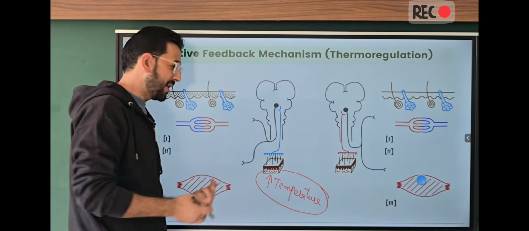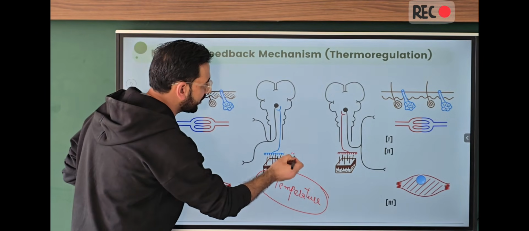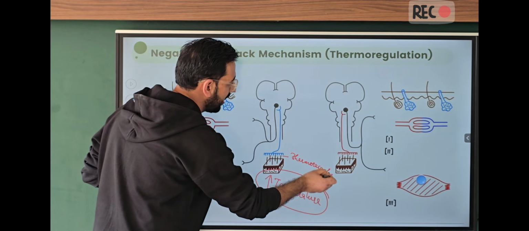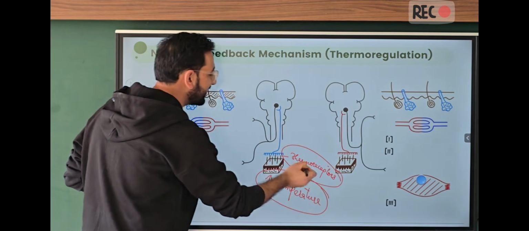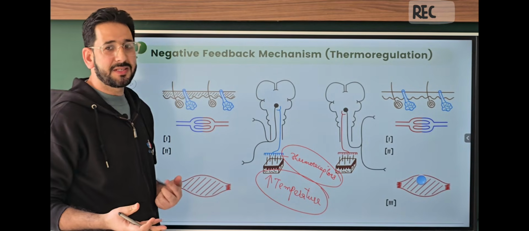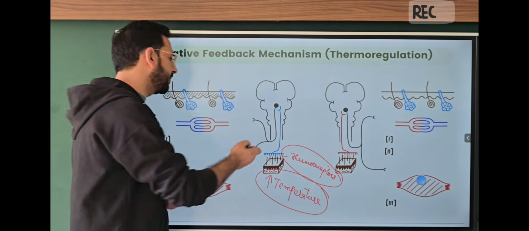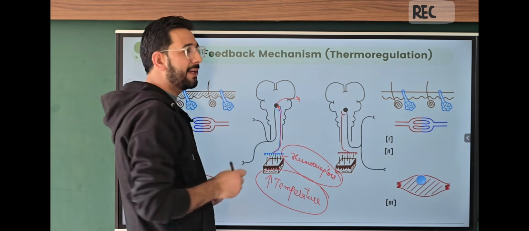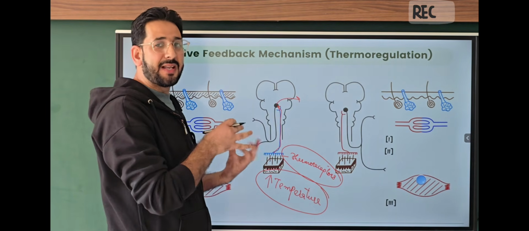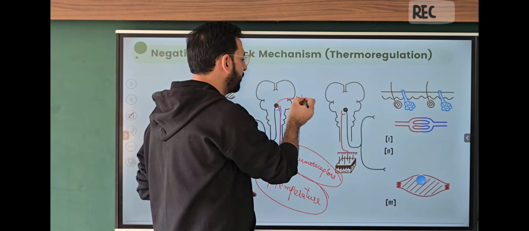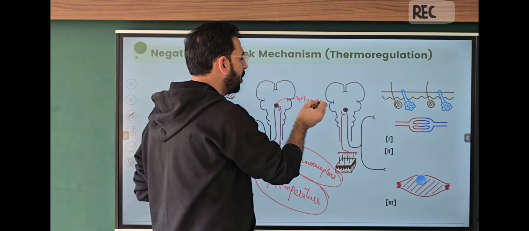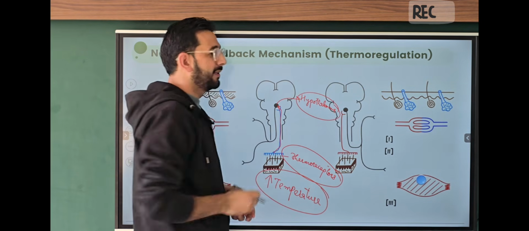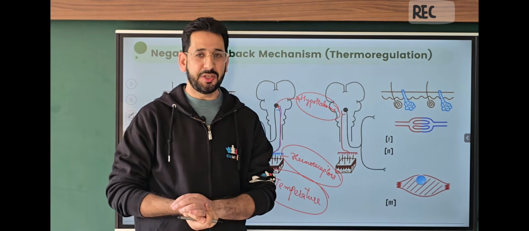That increased temperature will be sensed by the thermoreceptors present in the skin. Now these thermoreceptors, these are the receptors, take this information to the control center, and that control center is our brain, and the part in our brain that is the control center here is the hypothalamus. Because you all know that hypothalamus is very important for maintaining the temperature or thermoregulation.